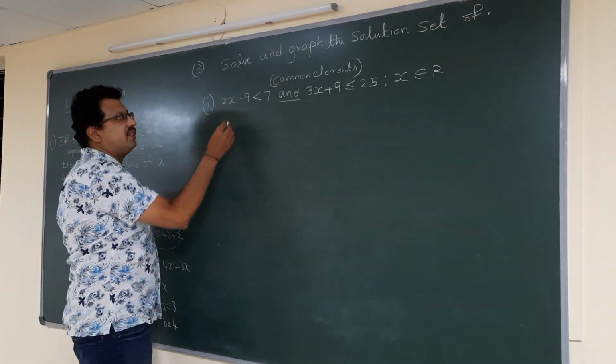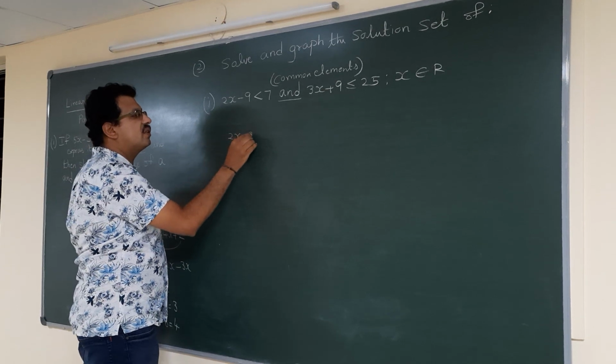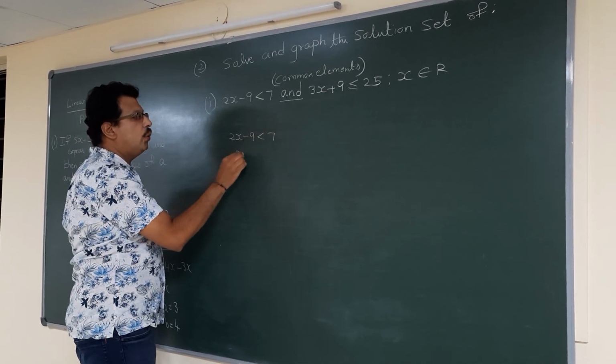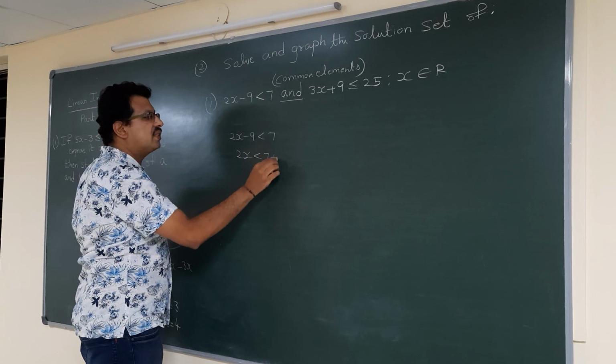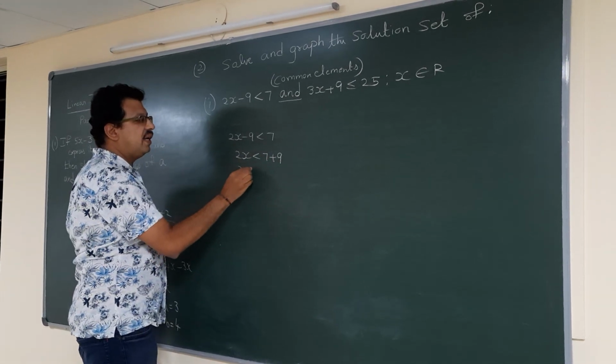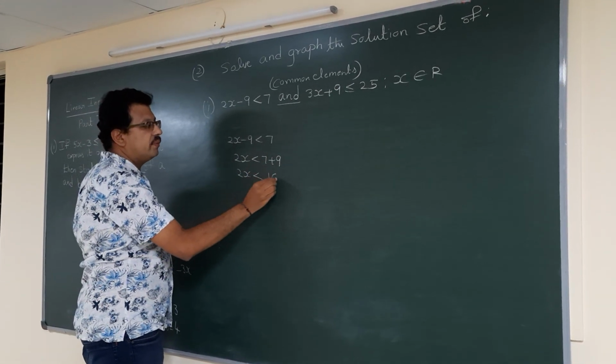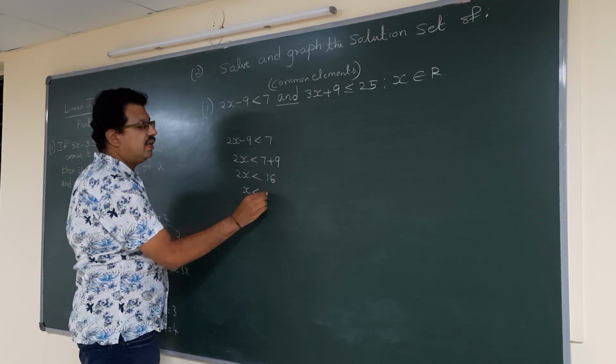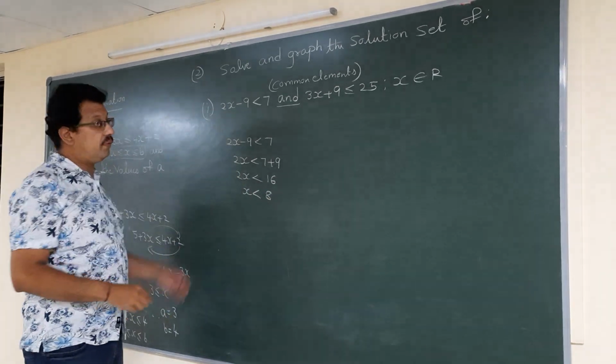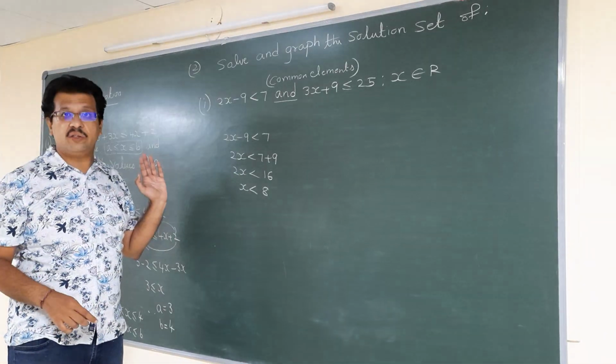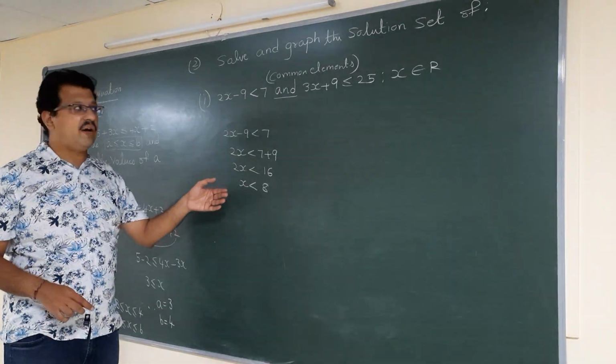So let us take the first inequation, 2x minus 9 less than 7, so 2x less than 7 plus 9. 7 plus 9 is 16, so x is less than 8. I think you know all of it very well, because you are solving so many sums. So you have to do it a little bit fast.